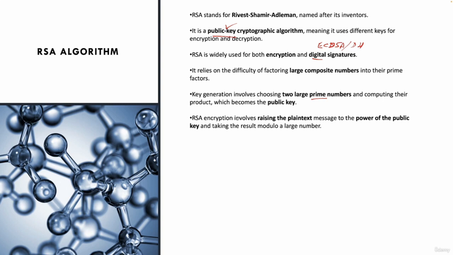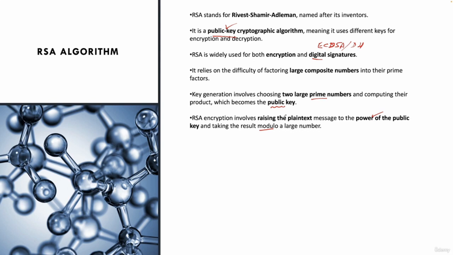Pretty simple, right? So RSA says that you have to raise the plain text message to the power of the public key, and take the result modulo. The modulo is more like a remainder. When you do a division operation, the modulo is the remainder you get out of that division.